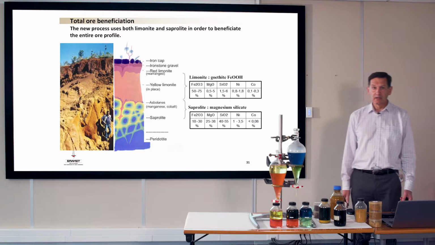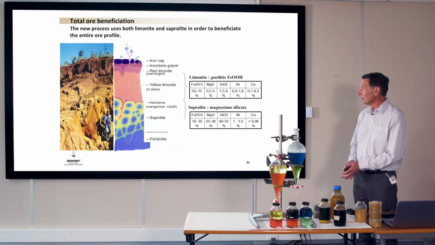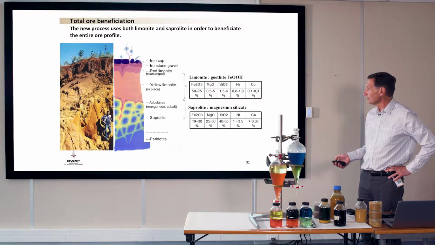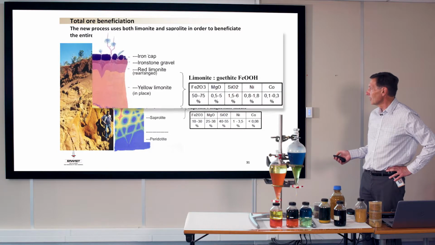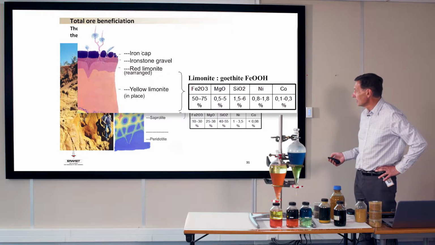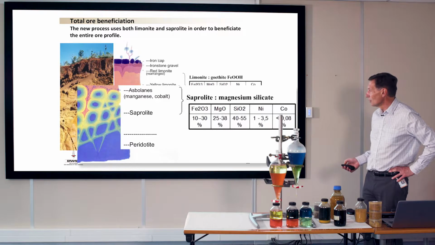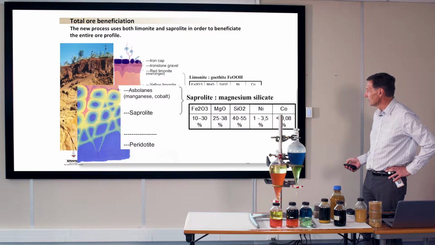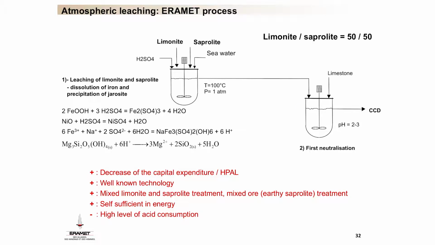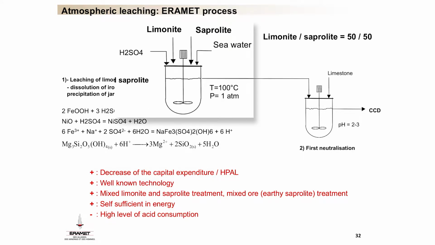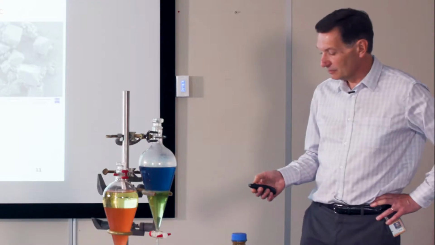To remind you, you have here the laterite ore body with the weathering profile. On the upper part, the limonite, very rich in goethite, level of iron oxide up to 75%, and on the lower part, the saprolite with magnesium silicate, lower iron concentration but very high magnesium concentration. The process, I tell you that already, will be done in the same vessel with leaching of limonite, saprolite, and reprecipitation of the jarosite. How does it work?